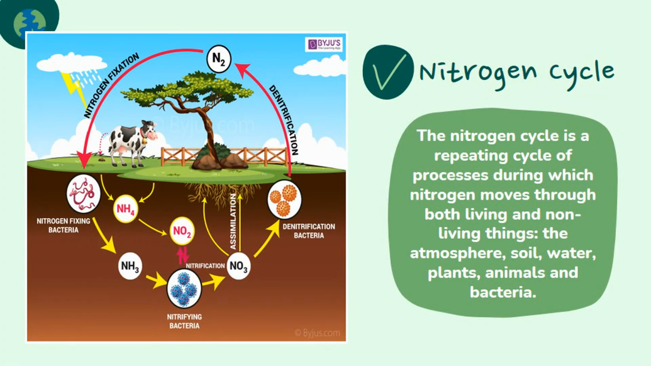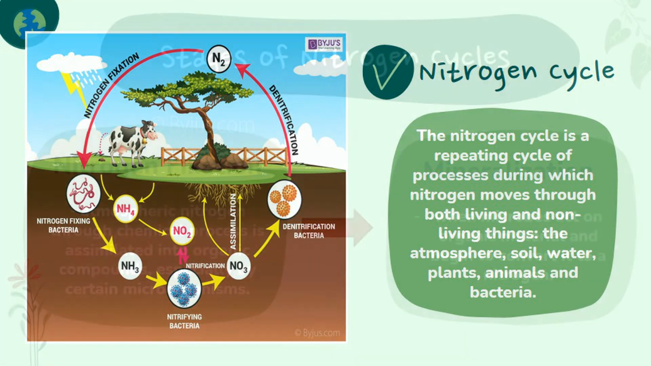The nitrogen cycle is a repeating cycle of processes during which nitrogen moves through both living and non-living things: the atmosphere, soil, water, plants, animals, and bacteria. In order to move through the different parts of the cycle, nitrogen must change forms, such as nitrogen gas, nitrogen oxide, nitrogen dioxide, and many more. There are 5 stages in the nitrogen cycle: fixation, mineralization, nitrification, immobilization, and denitrification.